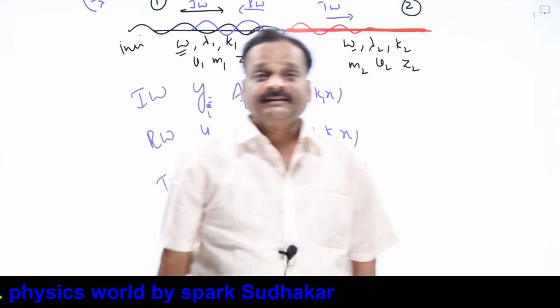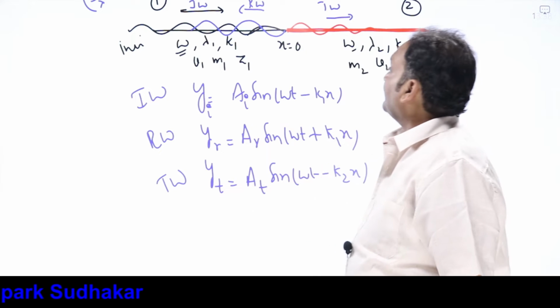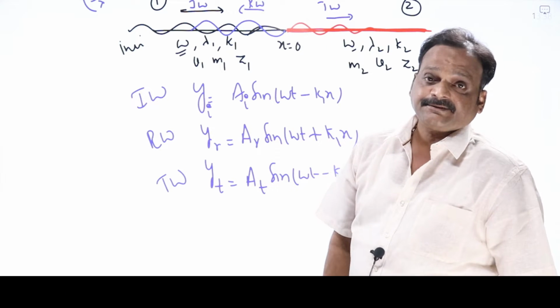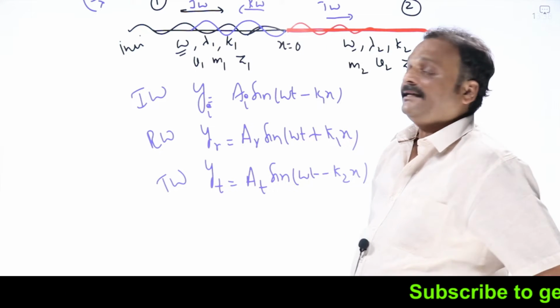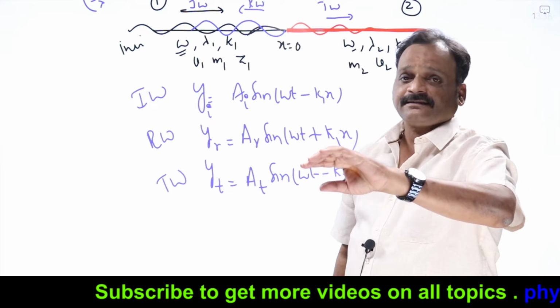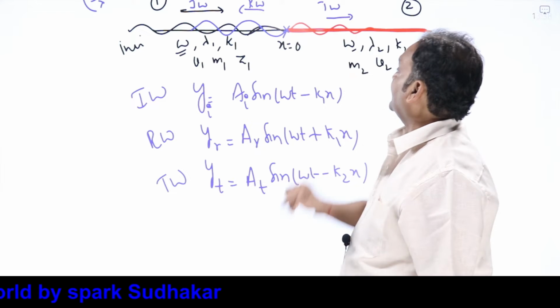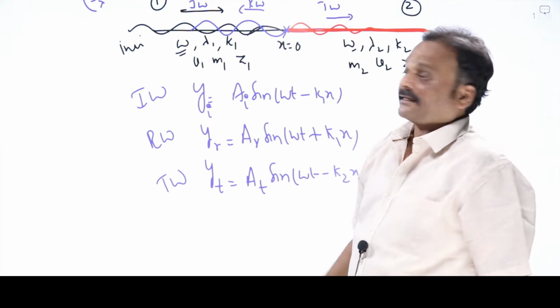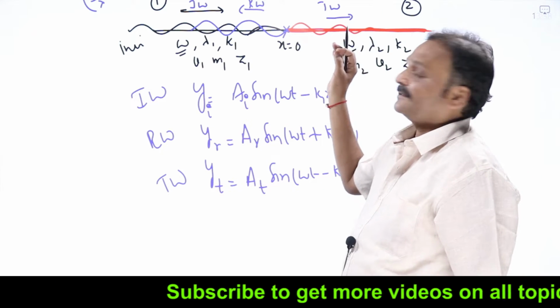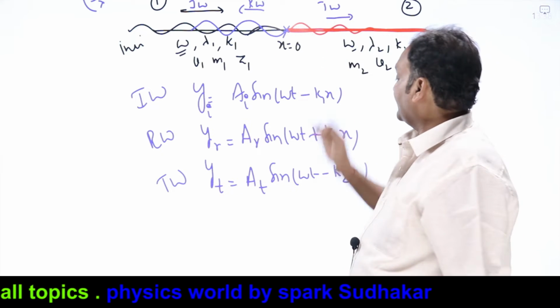Now, I'll apply boundary conditions. What are the boundary conditions? The conditions that must always be satisfied at a specific boundary. Where is the junction? The junction is exactly present at x equal to 0. So the conditions which the medium must satisfy at x equal to 0, I'll call boundary conditions.